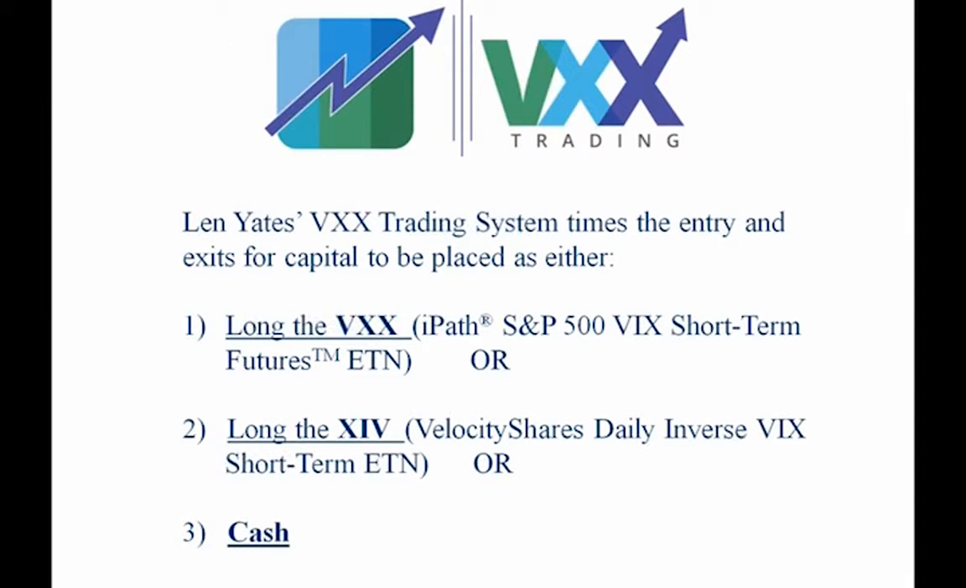Now, the VXX and the XIV are exchange traded notes, kind of like ETFs. They're exchange traded products, and you trade those much like stock. You can purchase the shares. It's very apropos for IRAs, 401ks, etc. So your money would either be long the VXX or long the XIV, which is the inverse of the VXX, or in cash.